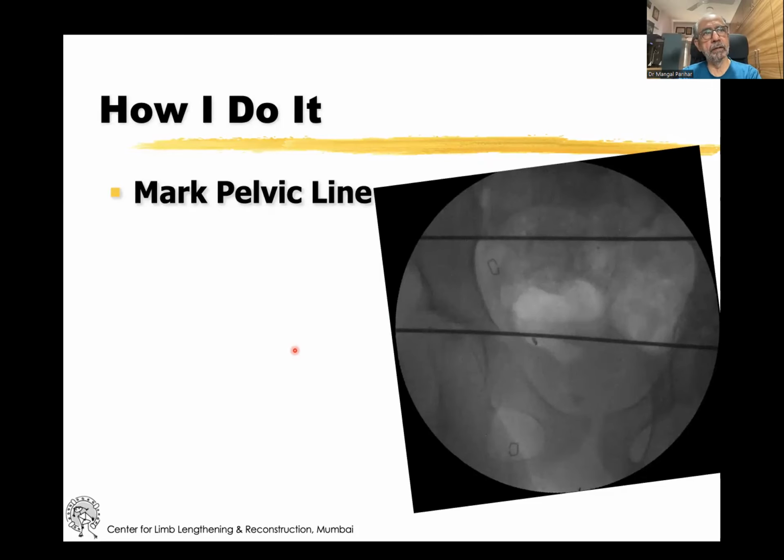We get it on standing films also. Yes, if they are able to balance, then you get it. And more often than not, we will get equivalent, meaning there may be 5 degrees, 7 degrees of difference, but not such a marked difference. So how does the standing film change your decision? That's what I wanted to ask.